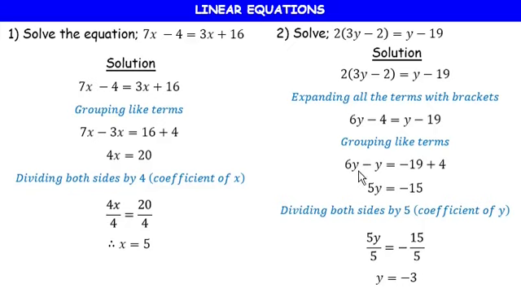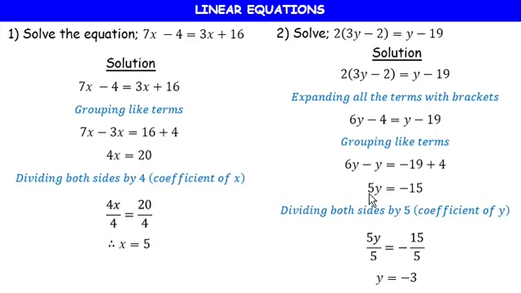Now when you evaluate 6y minus y, you are going to arrive at 5y is equal to negative 19 plus 4, which will give you negative 15, right? So it presupposes that 5y is equal to negative 15, but your aim is to find the value of y, not 5y. So it means that you have to reduce the coefficient.